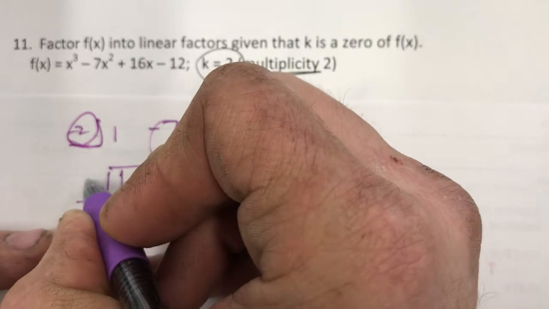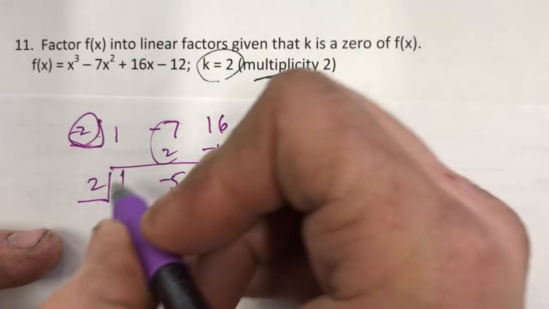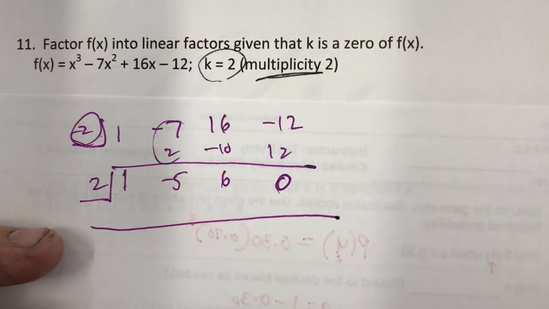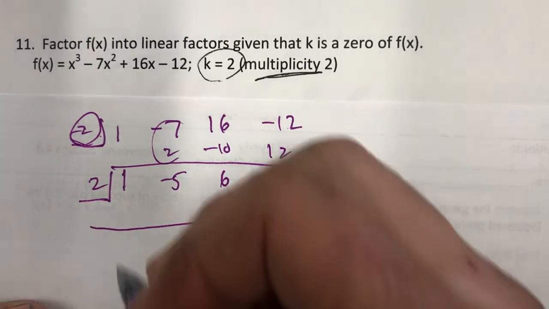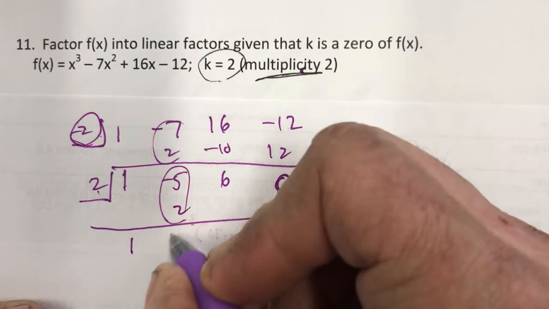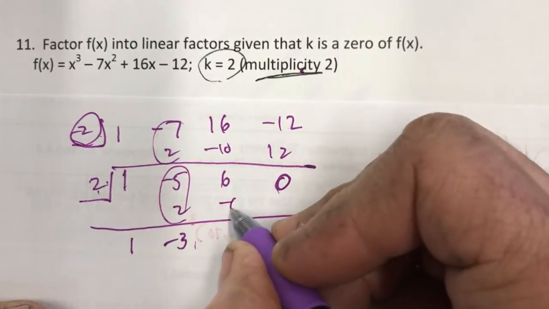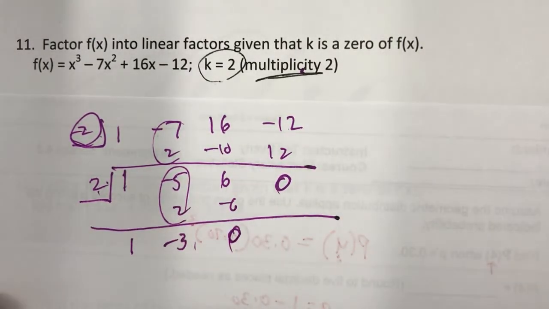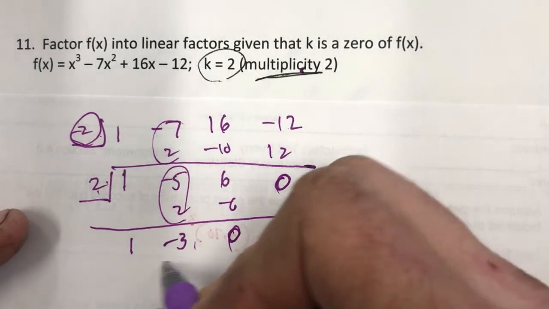Now go ahead and do these numbers here and do it again. It's supposed to do it twice since it's multiplicity 2. So the 1 comes down, 2 times 1 is 2, add these, -3. 2 times -3 is -6, add these, 0. So yeah, it did it twice. So I'm left with this.